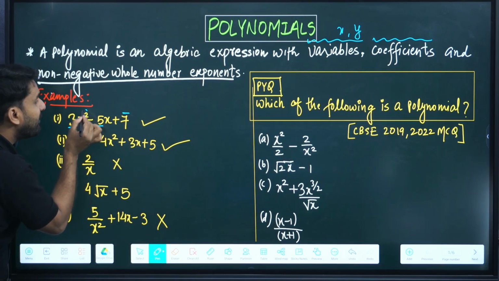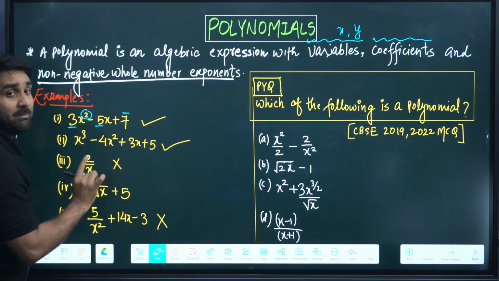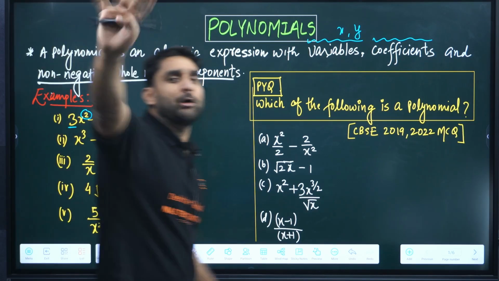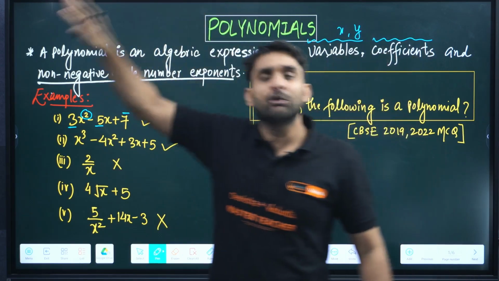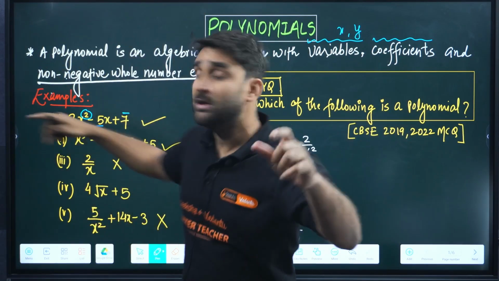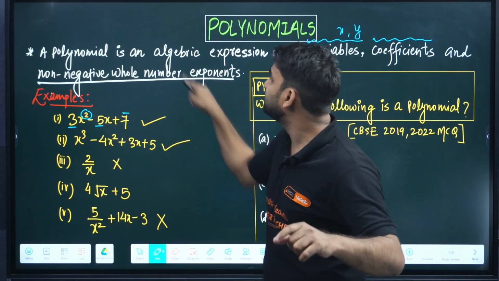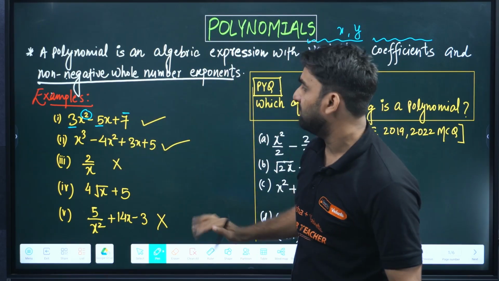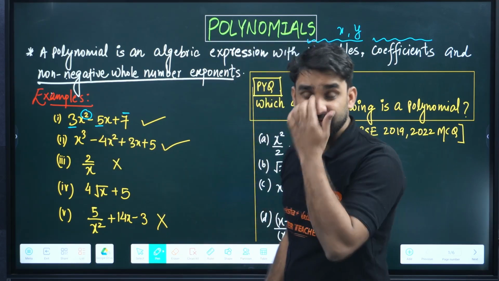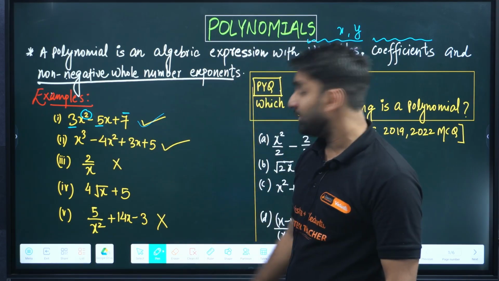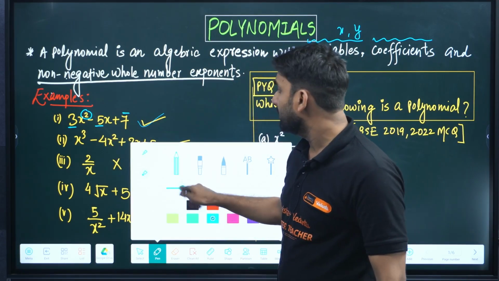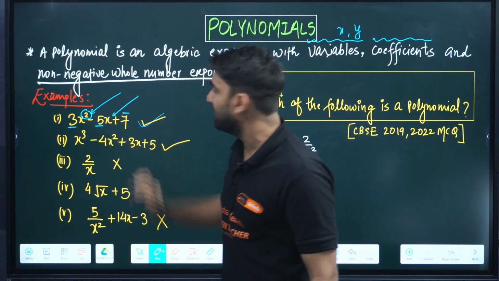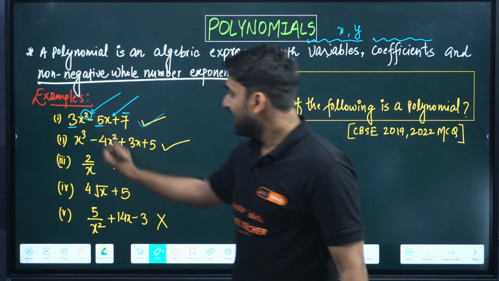Yes, my dear, the power must be a non-negative whole number. If the power is in fraction form or negative form, that will not be a polynomial at all. So the exponents must be non-negative whole numbers. Look, I have some examples here. 3x square minus 5x plus c. Yes, this is a polynomial. Why is this a polynomial, my dear? Because the power is a whole number. You can see the power is 2 here, and the power of this variable is 1. Right? So this is a whole number, and this is called the coefficient.